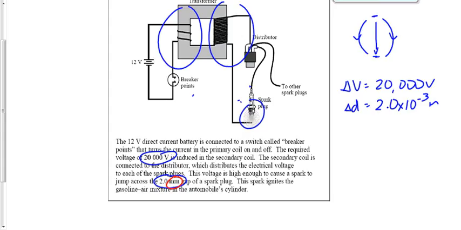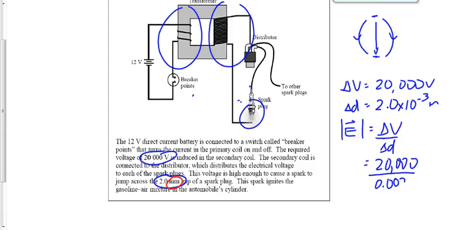That means if we want to find the electric field strength in between that gap, we're allowed to use two equations. Remember the bottom portion of that Venn diagram. E is equal to F over Q, and E is equal to delta V over delta d. I think it's pretty obvious which one we're going to use this time. 20,000 volts divided by 0.002 meters. What is that? 1.0 times 10 to the 7, and that would be volts per meter, or you could say newtons per coulomb.